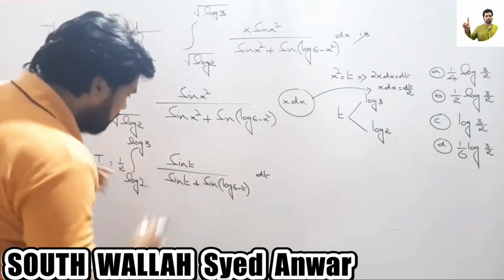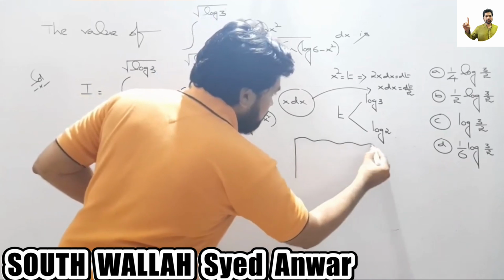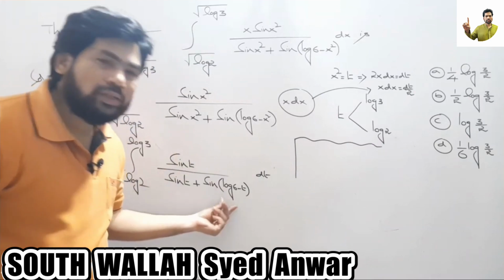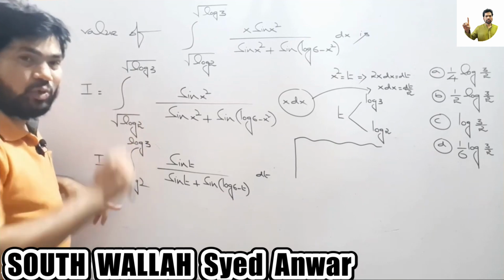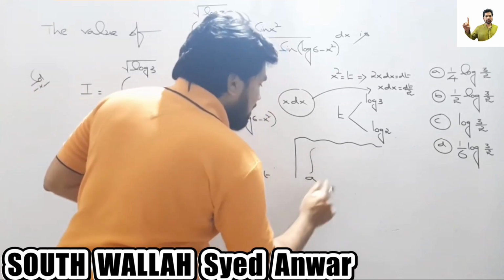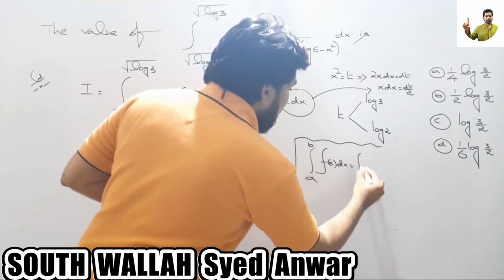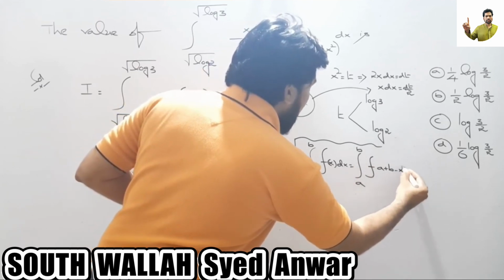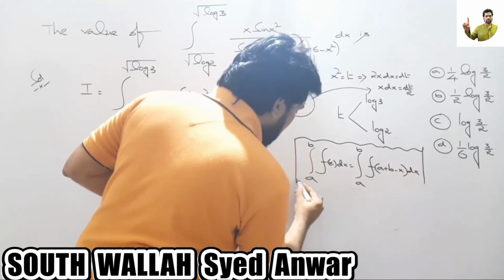Now, I would like to take the support of this property here. Here I have noticed log 6. When I add these two limits, I am getting log 6. Then I got the idea to apply this property. What is the property here? Integral a to b f of x dx is equal to integral a to b f of a plus b minus x into dx.